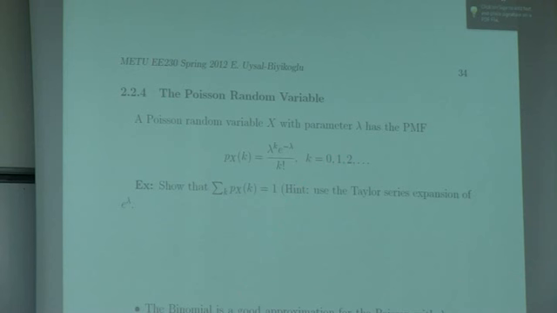What is its value at 1? e to the minus lambda times lambda. So depending on whether lambda is bigger than or smaller than 1, that may or may not be bigger than its value at 0. Okay, so let's check that this sums to 1. I want to sum lambda to the k e to the minus lambda over k factorial, k from 0 up to infinity.